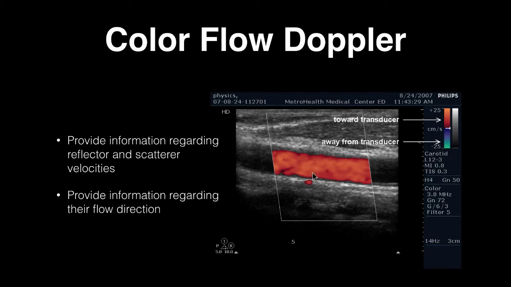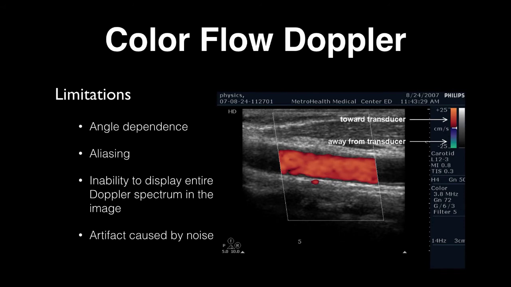So by knowing that, you would be able to look at this image and decide whether this vessel is going from left to right or right to left. And by the end of this video, you'll be able to easily accomplish this.